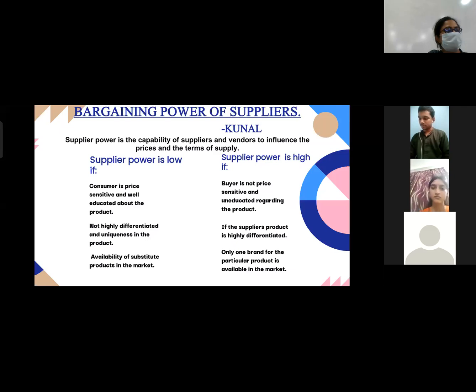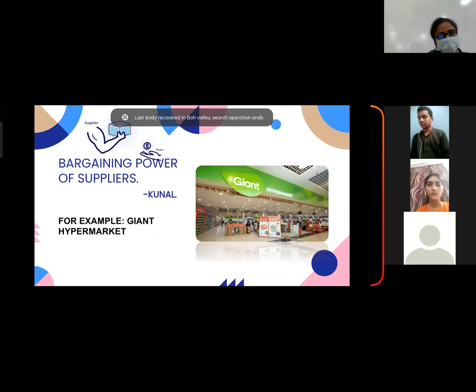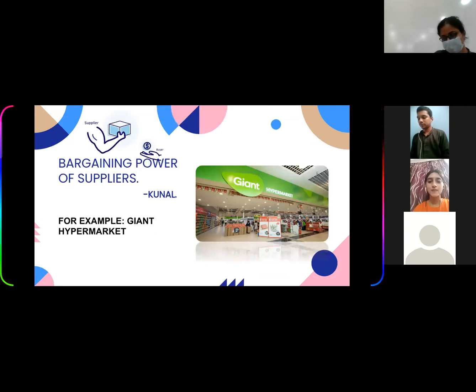And now let's understand the example, like Gems hypermarket, Walmart, supermarkets. These are examples of bargaining power of suppliers, like how they buy their product from a large number of suppliers who have low bargaining power, and in this way they keep profit margin high. So that's all about my topic. Now the next topic will be discussed by Shubham, roll 20.